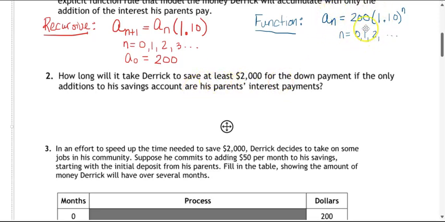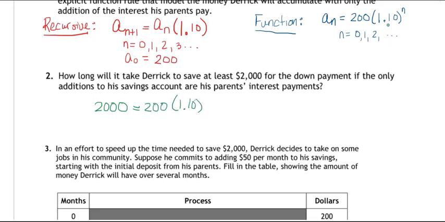I can use this function rule that I have over here. That $2,000 is what I need to set this function rule equal to. So I'm going to say I've got $2,000 is equal to 200 times 1.10 to the n power. Now, I'm not going to ask you to solve that, because in order to solve that, you'd have to sit here and do logarithms and all of that. Let me show you the easier way.